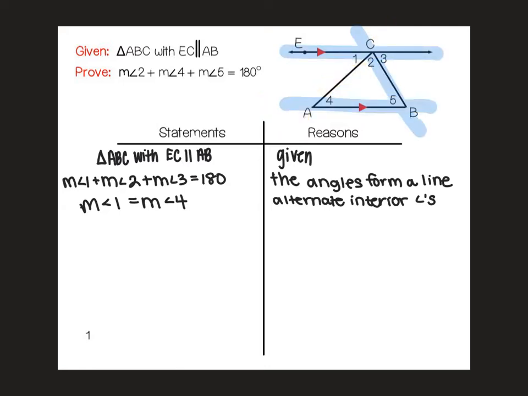The exact same thing happens in the other direction. Here I've highlighted a different transversal, and you can see that angle 3 and angle 5 are alternate interior angles, which means they're congruent, which means their measures are equal. So the measure of angle 3 equals the measure of angle 5, alternate interior angles.